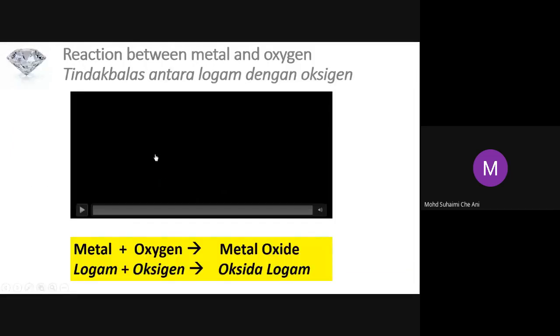So I have shown you a little bit about the video on the reaction between metal and oxygen. When you react metal and oxygen, you burn the metal, you heat the metal, and then you provide some oxygen. But for this experiment, we don't need to provide the oxygen because oxygen is already 21% in the atmosphere. So the metal can react with the oxygen to produce a metal oxide, oxida logam. It means that you will get a new substance. This metal easily or not easily reacts with oxygen to produce metal oxide.